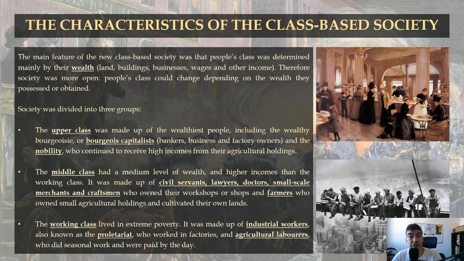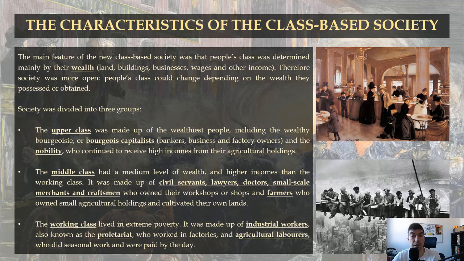The main feature of the new class-based society was the people's class. I was reading and I was thinking, what have I written here? Well, the main feature was that the people's class was determined mainly by their wealth, not by their birth as in the estate system, but by their wealth.